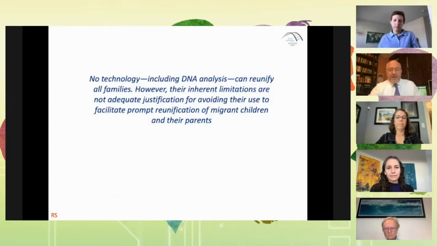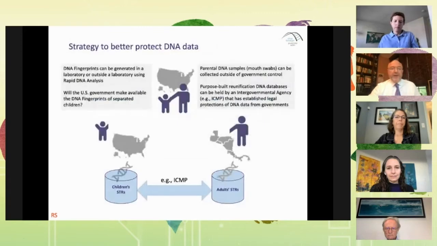No technology, including DNA fingerprinting analysis, can reunite all families, but their inherent limitations are not adequate justification for avoiding their use to facilitate prompt reunification of migrant children and their parents. Next slide. How can we protect the DNA data? How can we make this all work?